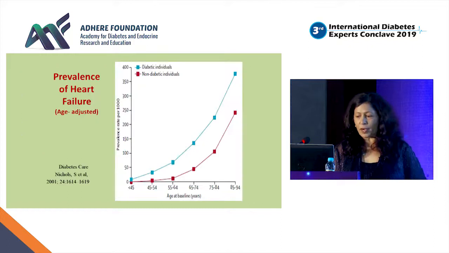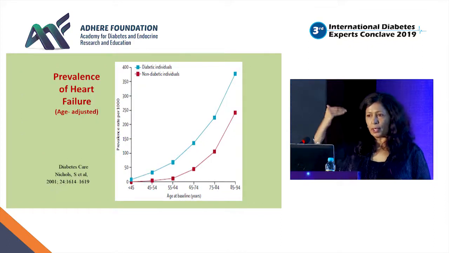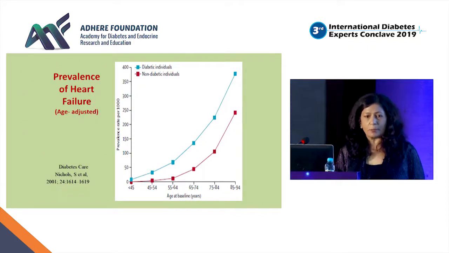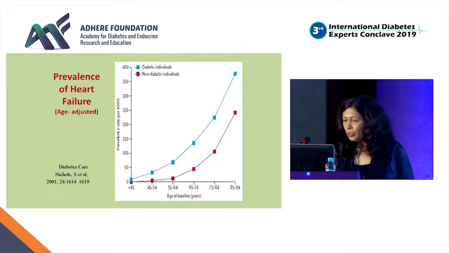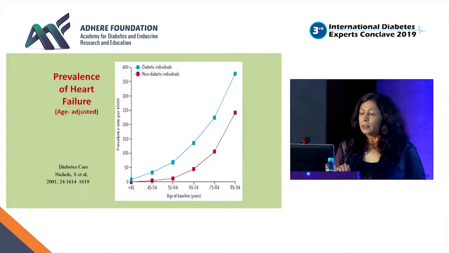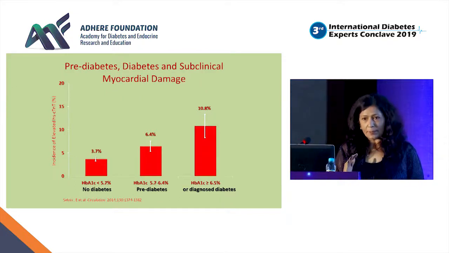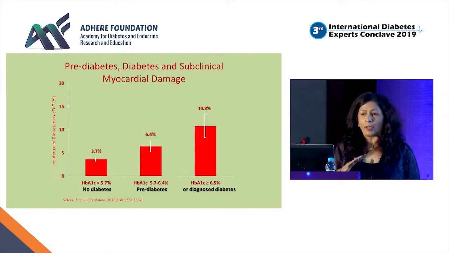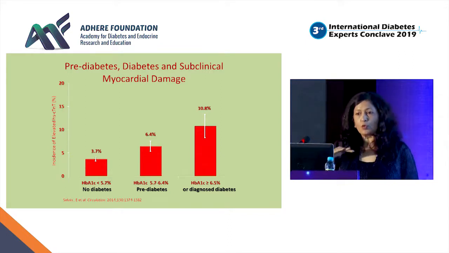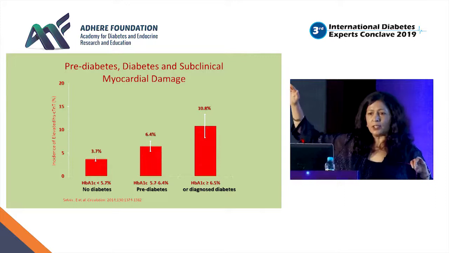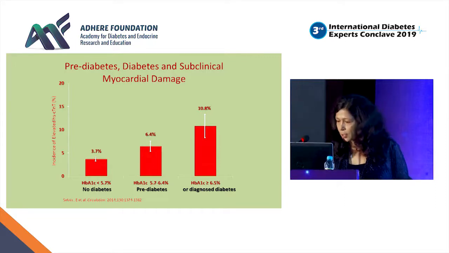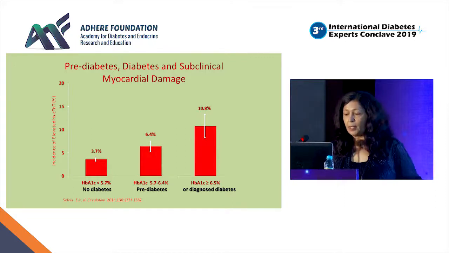The prevalence of heart failure is much higher in diabetic individuals with hyperglycemia compared to non-diabetics. Subclinical myocardial damage is also present in patients with pre-diabetes. When you compare that with no diabetes, it is slightly more. So maybe it has a linear relationship with high glucose. That's what has been seen.